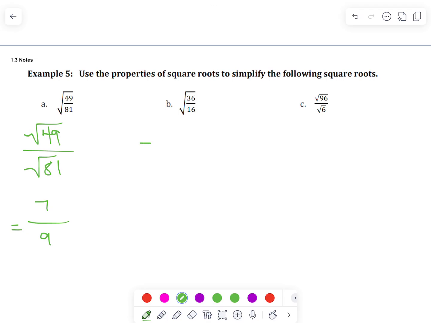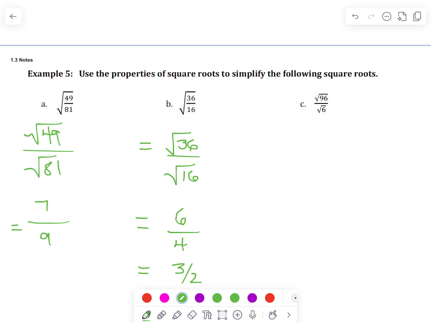Next one, we get the square root of 36 over the square root of 16. And then we can notice those are both perfects. The square root of 36 is 6. The square root of 16 is 4. And we always want to reduce those fractions. We're going to divide by 2. So we get 3/2.